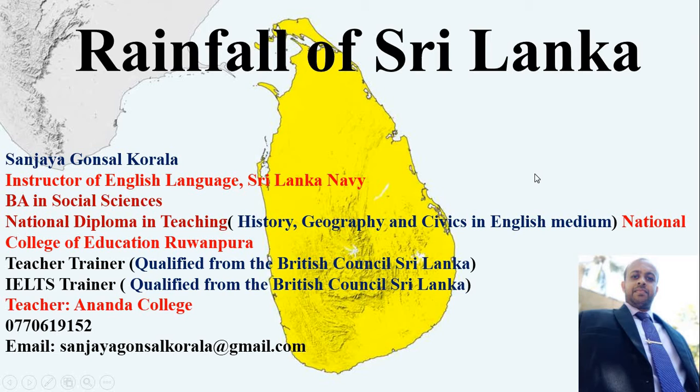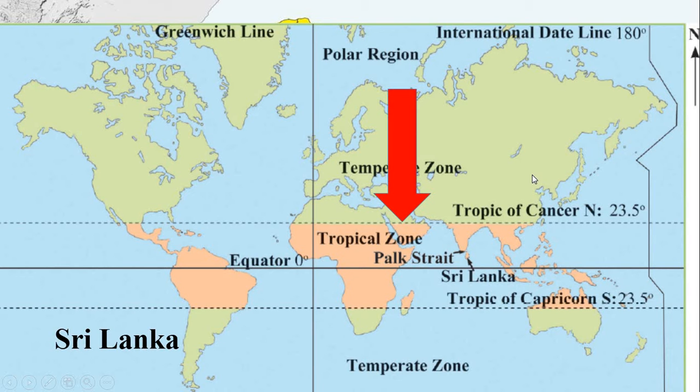Before talking about rainfall, let's see where Sri Lanka is located in the world, and let's talk about the climatic zone that Sri Lanka is located in. Right, here in this map you can see Sri Lanka here and you can see the equator here. Sri Lanka is a country which is located nearby the equator, and we receive the sunlight throughout the year as we are located near the equator.